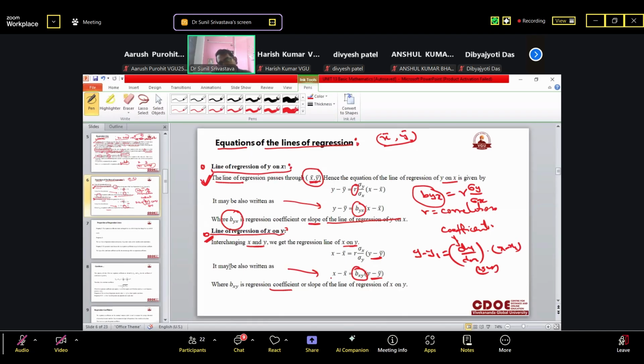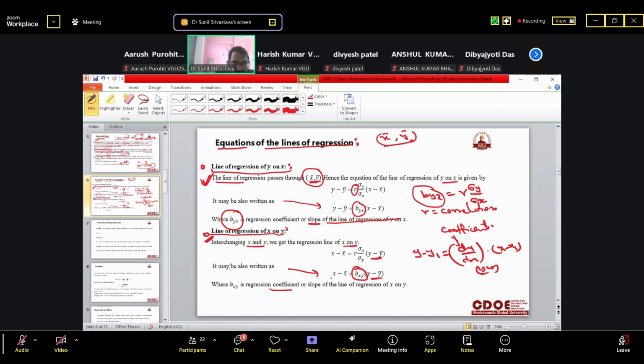So we have discussed here two lines of regression. We have to learn this one: two lines of regression, y on x and x on y. Y on x means y minus y bar is equal to byx, x minus x bar. And the other line of regression, x on y, is x minus x bar is equal to bxy, y minus y bar. So we have to know that here.